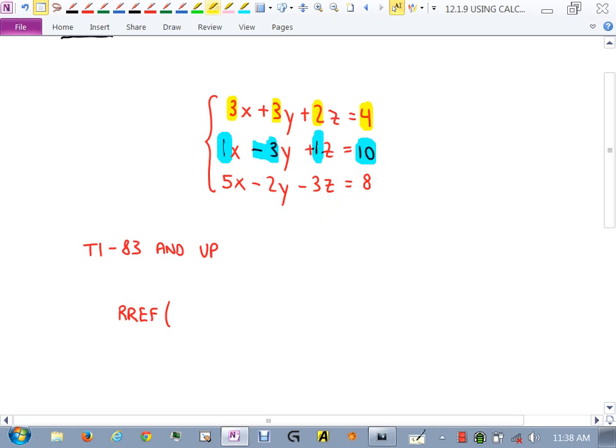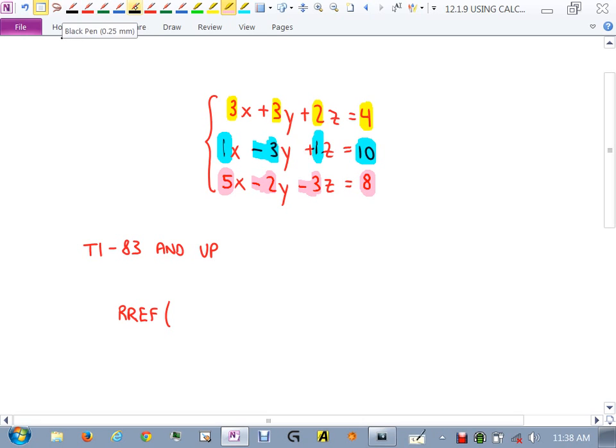Then the next row is 5, -2, -3, and 8, yes? Okay. What we need to tell the calculator is that those are the 3 rows of numbers we have. It will return to us 3 new rows, and those 3 new rows will represent our answer. You'll see once we get it, all right? So how do I tell the calculator here are my 3 rows?